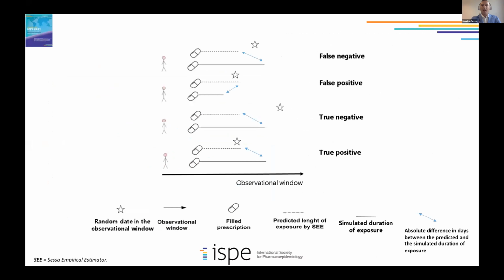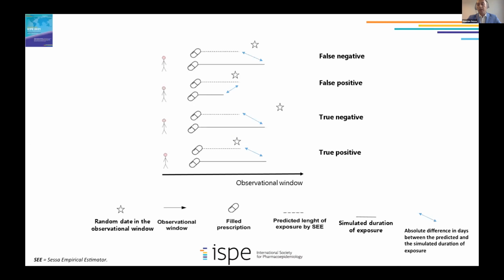As we simulated our data, we know exactly the real duration of each medication event in the observational window. And therefore, we could compare the absolute difference in days between the predicted duration from the SES empirical estimator and the real duration. And then we took a random date in the observational window for each patient, and we assessed if the individual was correctly classified as exposed or non-exposed based on the comparison between the predicted versus the observed duration.